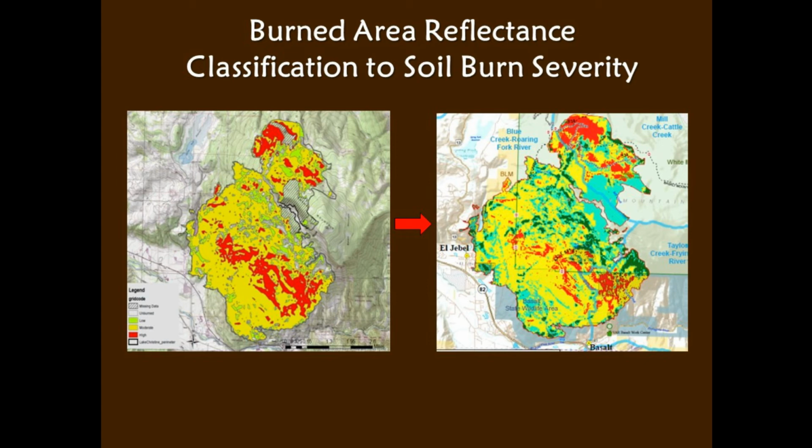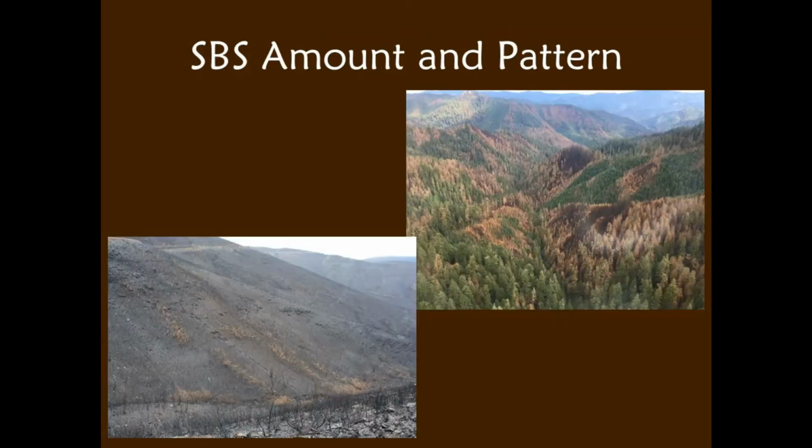So this is just an example of how we used our ground information, looking at what the real effect was on the soils, to adjust that soil burn severity map. And then this map is what will determine the flood flows and erosion and that kind of thing.